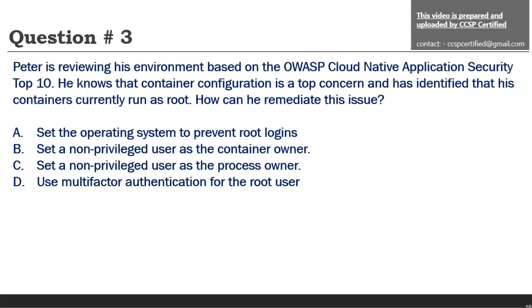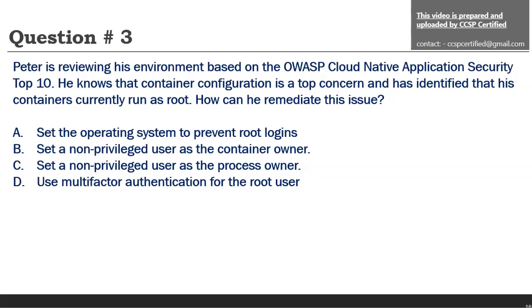The last one: let's say Peter is reviewing the environment, and based on the OWASP Top 10 vulnerabilities, he knows that container configuration is a top concern and has identified that his container is currently running as root. How can he remediate this issue? This is a security misconfiguration question, but as I informed you, some of the questions will ask you to use your brain along with the theory. Here the security misconfiguration is that some of the containers are running as root, and that is a top security concern for these containers.